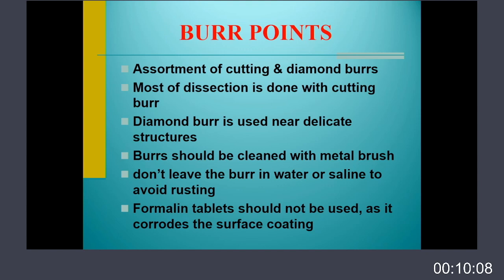And diamond burr is used near the delicate structures. Burr should be cleaned with a metal brush. Don't leave the burr in water or saline to avoid rusting. Formalin tablets should never be used for sterilization.